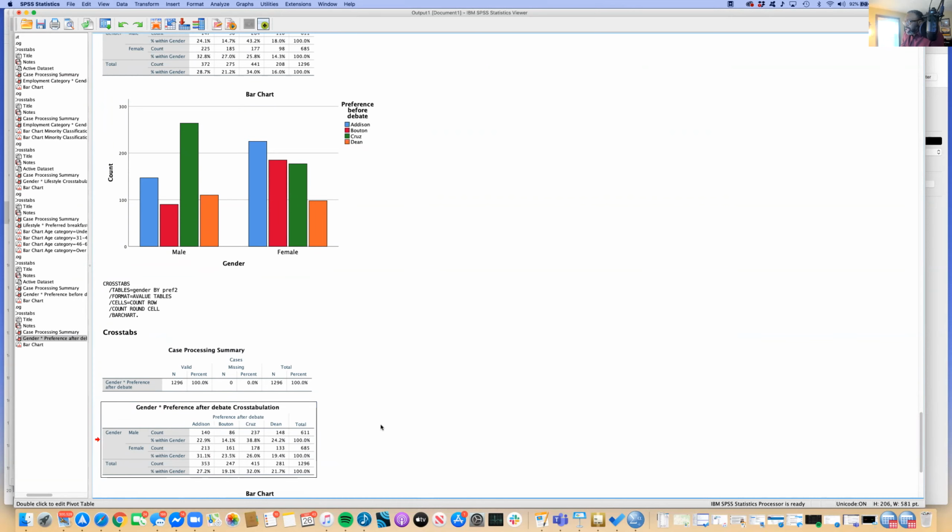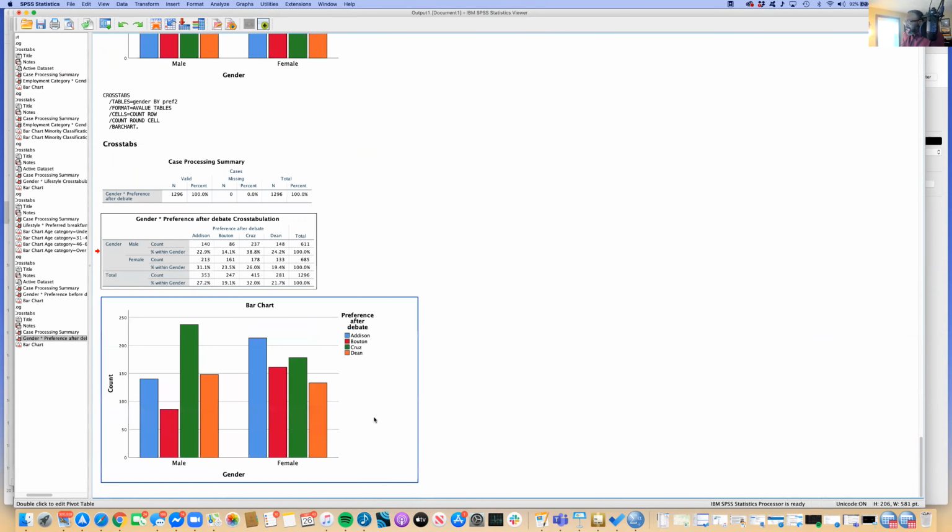Let us take a look at Addison. Addison was the front runner for women before the debate and after. So let's take a look at Addison's numbers or percentages with women after the debate. After the debate, 213 women still preferred him, with 31.3% of all women.